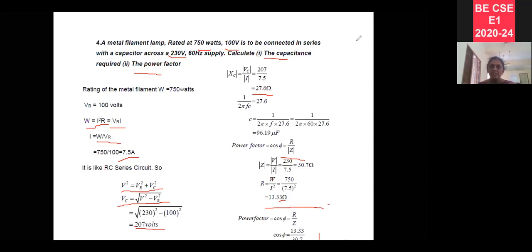Right. Everyone has got the answers? Shall we move on? Right. One more last problem with RC. Next, we will be moving on to RLC.